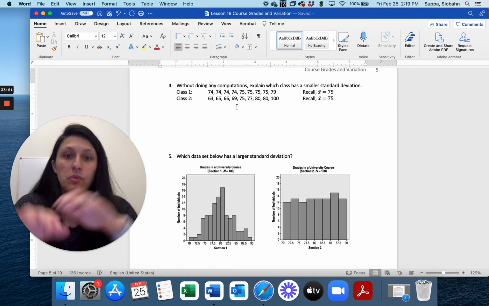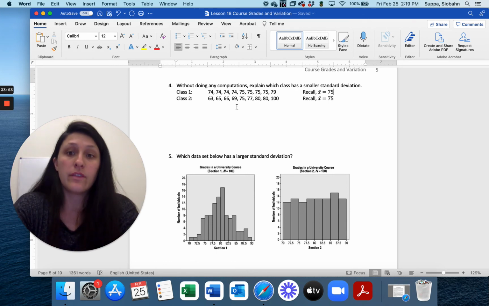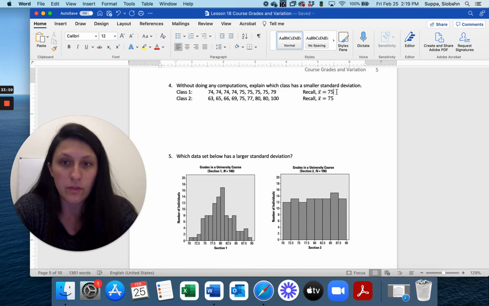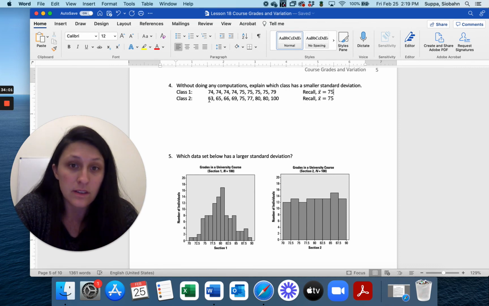Class 2, those points are far from 75. So 63 is farther from 75 than 74 is. 74 is only 1 point away from 75. But 63, that's more than 10 points away from 75. So class 2 has a larger standard deviation, which means class 1 has the smaller standard deviation.